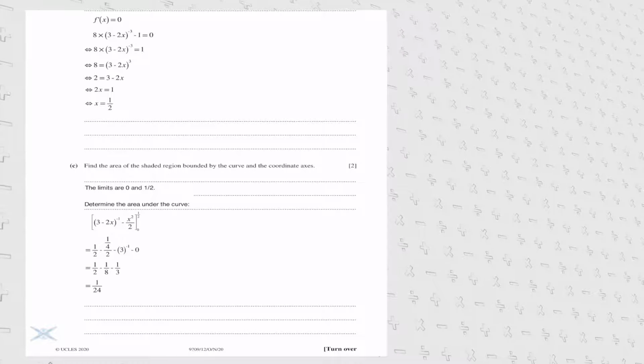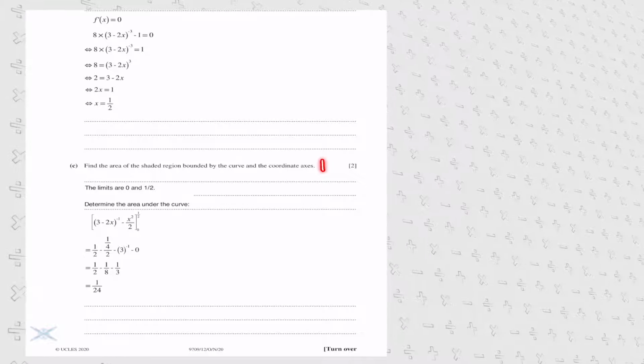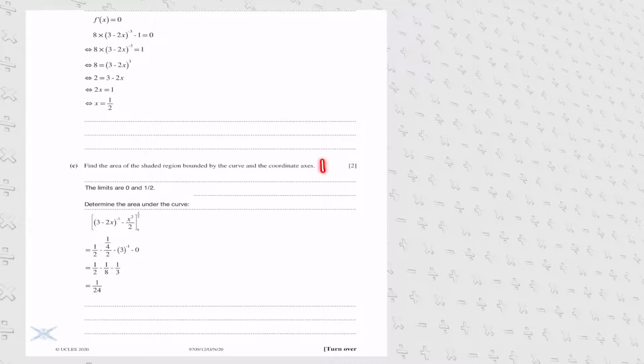In the final part of exercise 10, part C, we have to find the area of the shaded region bounded by the curve and the coordinate axes.